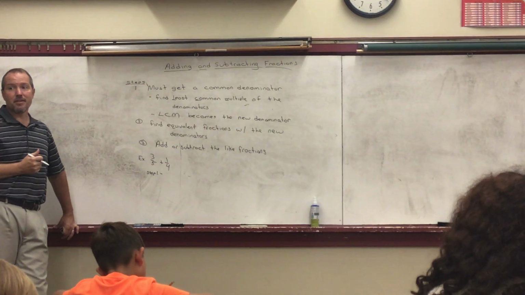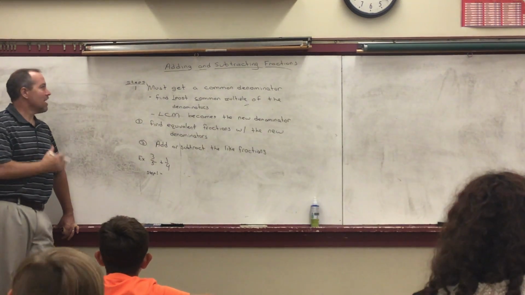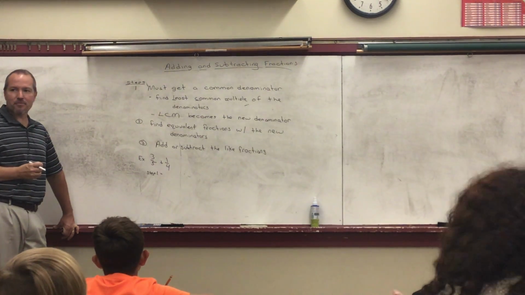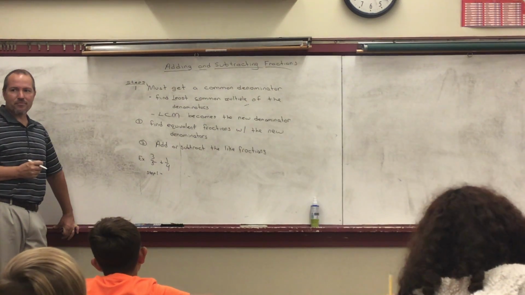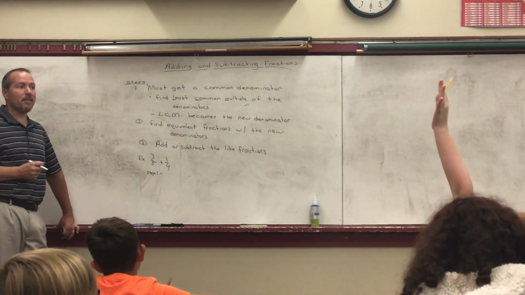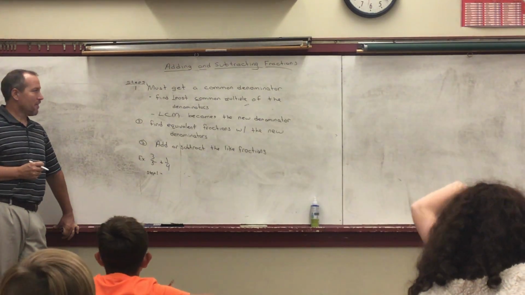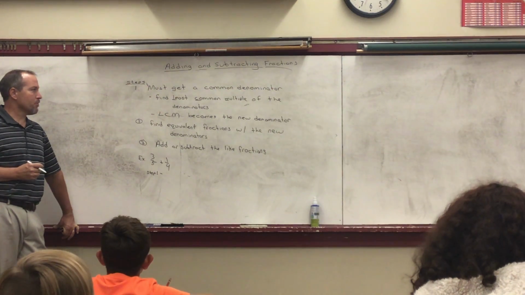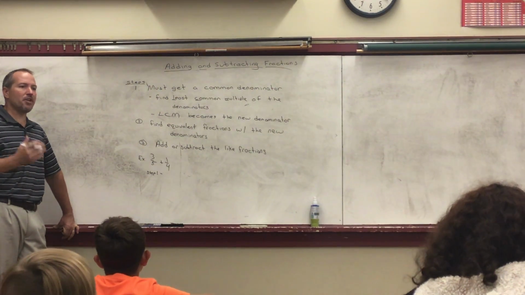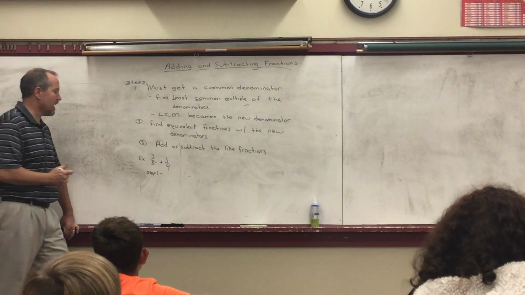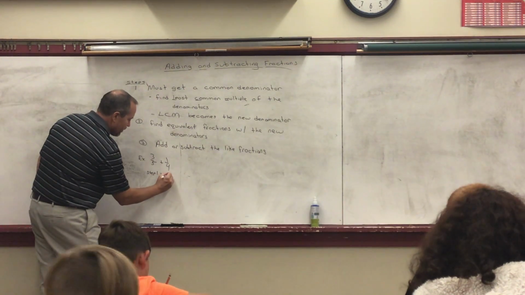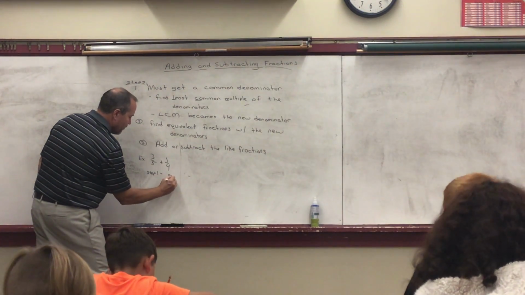Get a common denominator. To get the common denominator, how do you do that? Find the least common multiple. So, how do we find the least common multiple? We're going to list the multiples of the denominators, so we're going to list the multiples of 5 and 4.